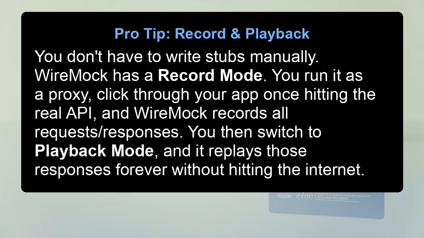Pro tip, record and playback. You do not have to write stubs manually. WireMock has a record mode. You run it as a proxy, click through your app once hitting the real API, and WireMock records all requests and responses. You then switch to playback mode, and it replays those responses forever without hitting the internet.